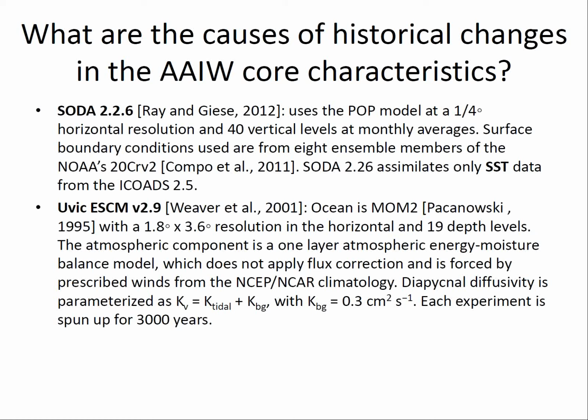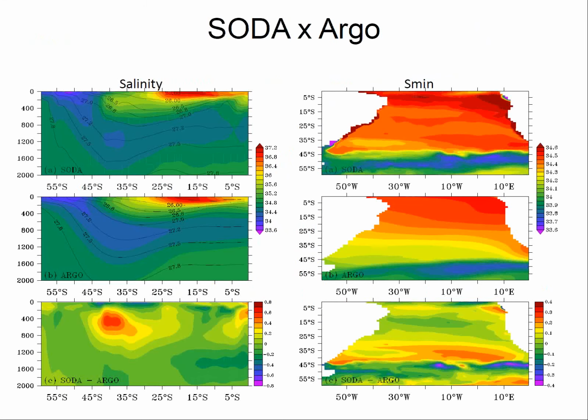And we also use the University of Victoria Earth System Climate Model, the latest version, 2.9, which is a low resolution model. The 1.8 by 3.6 degree resolution uses MOM2 as the ocean component. I'm going to explain the experiment a little later in the second part of this. So first, analyzing SODA, just a quick comparison with Argo.